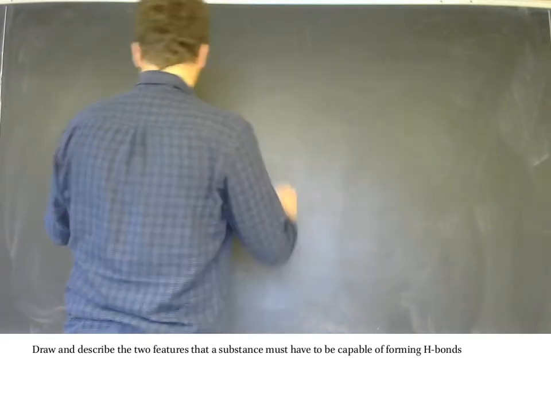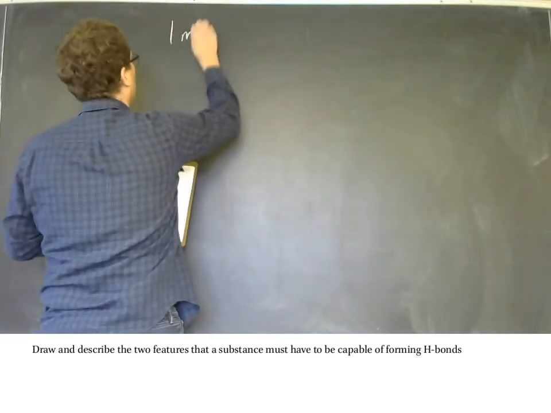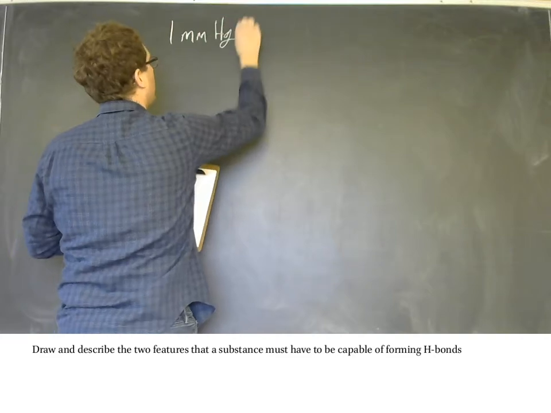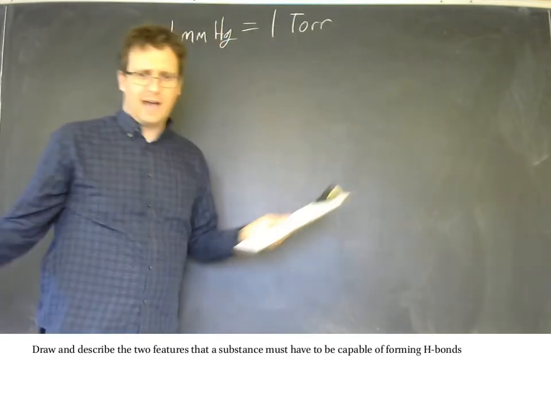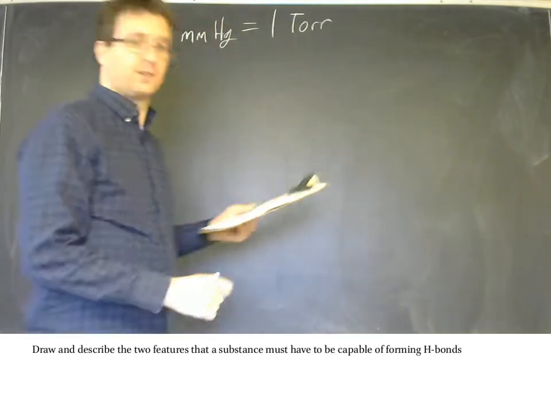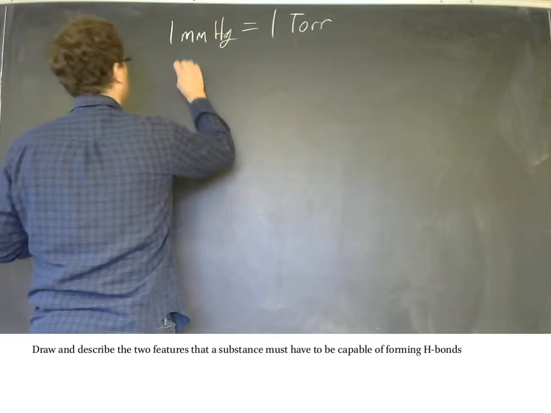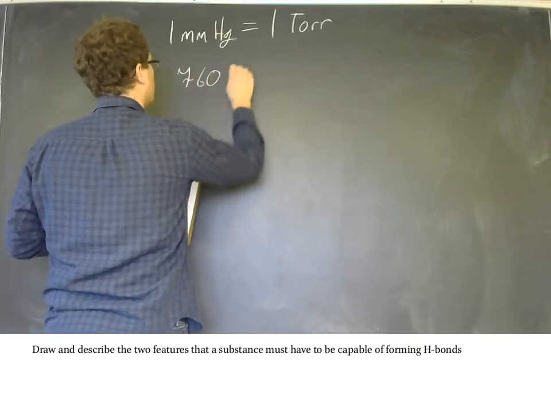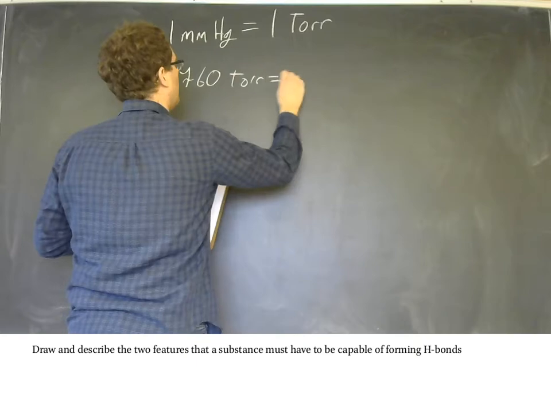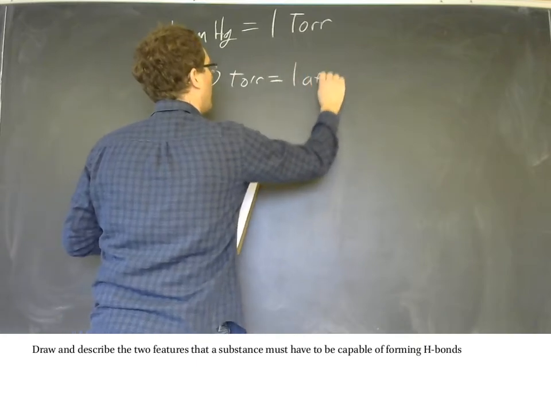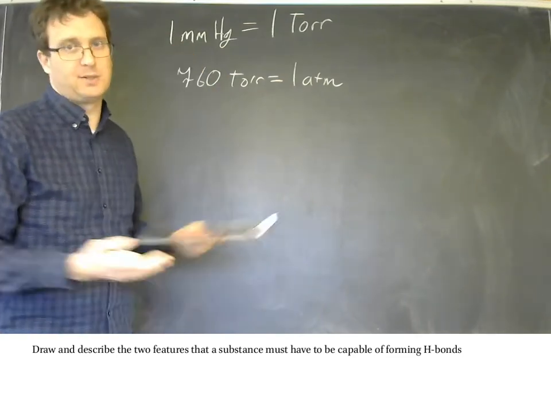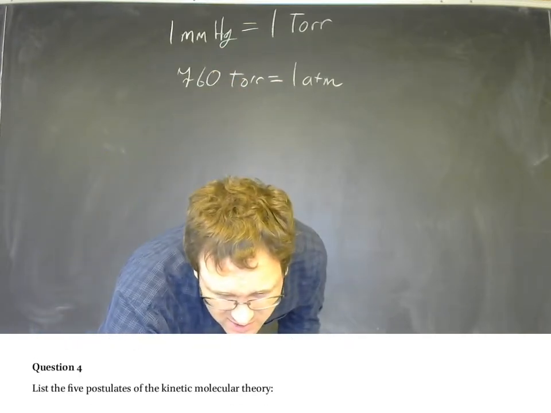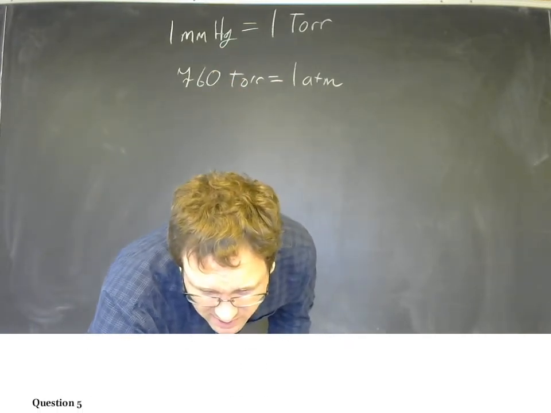So luckily, we know that 1 millimeter of mercury is equal to 1 torr. They're actually identical in their magnitude. And then 760 torr is equal to 1 atmosphere. And so 760 millimeters of mercury are also equal to 1 atmosphere. So let's do these conversions. I'm sorry, there's the 5 postulates of the kinetic molecular theory.